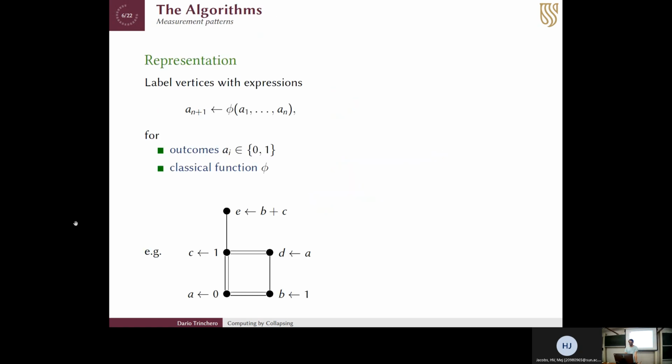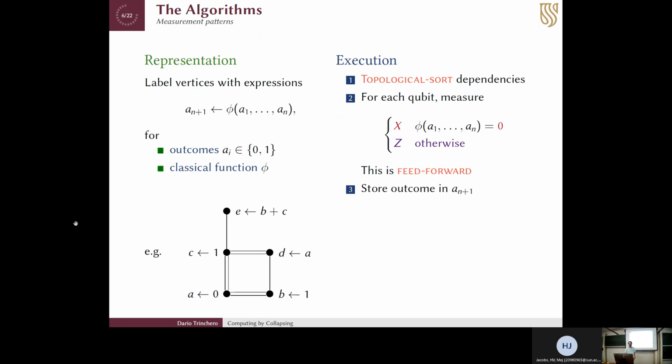Okay, so then what's an algorithm? For an algorithm, we want to now take this graph and we're going to label every vertex with a measurement expression. So this measurement expression is going to encode where we store the result and how we determine the basis. Right, so what is all of this?